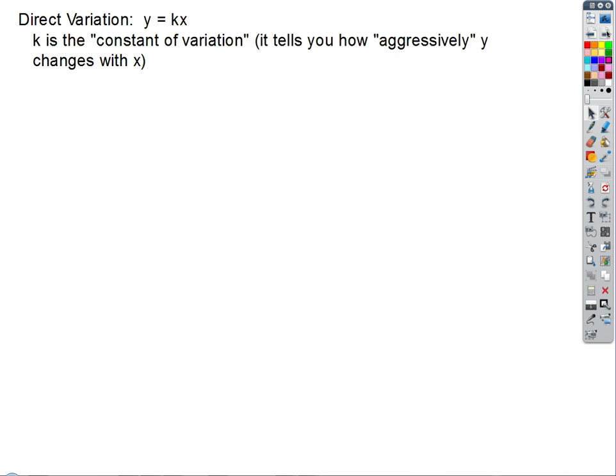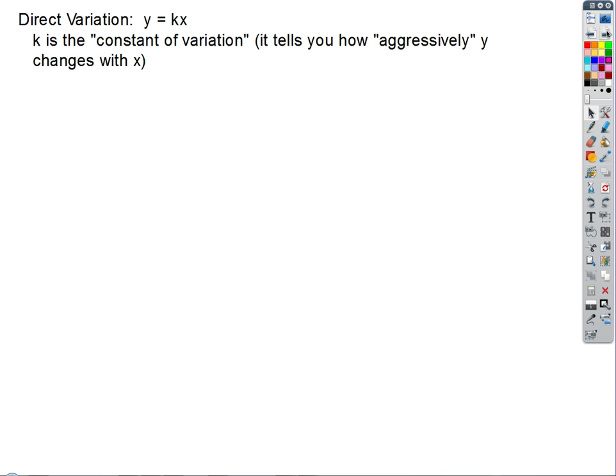Okay, so then direct variation. Last little issue. Okay, very, very simple. Direct variation just means that it fits this equation, y equals kx, where k is a constant. It's what we call the constant of variation. Tells you how aggressively y is changing with x. If k were 2, for example, that's telling you that every time x doubles, y is going to increase by twice as much, okay?